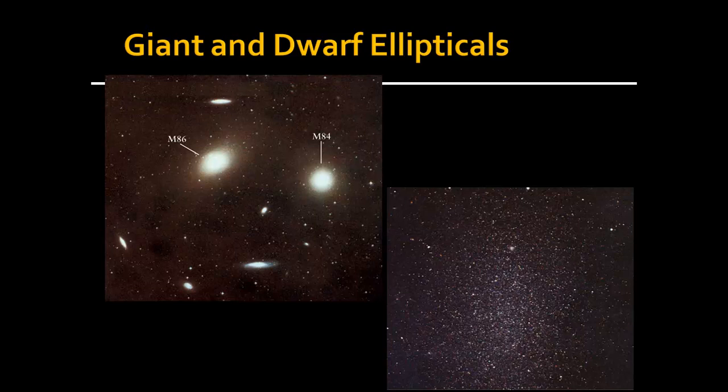Okay. So here's some examples of giant elliptical galaxies on the left. And then these dwarf elliptical galaxies are just tiny little things in here. So dwarf elliptical galaxies on the right, giant elliptical galaxies on the left.